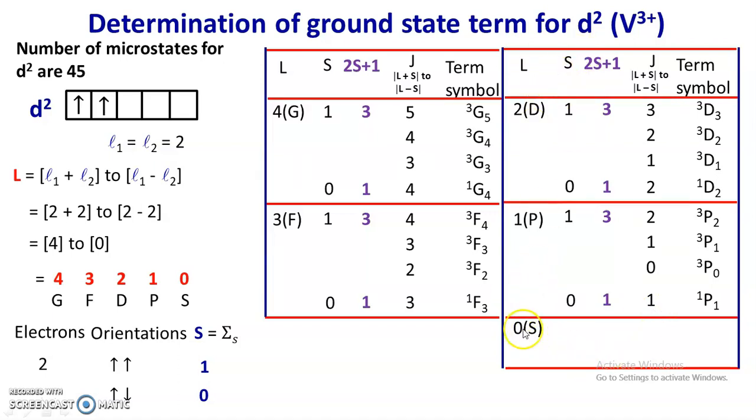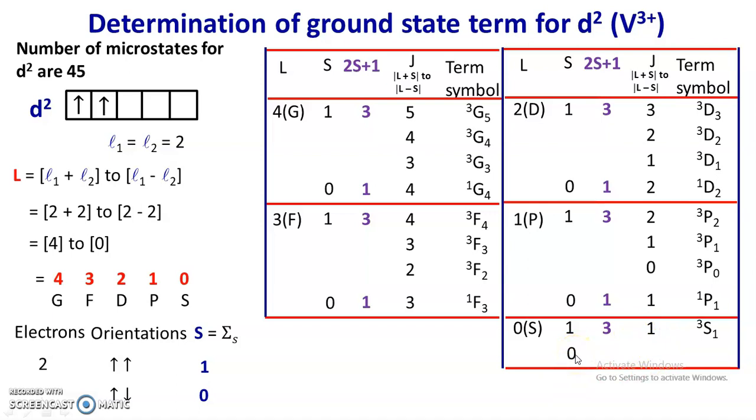Again, L is equal to 0 coupled with 2 S values, 1 and 0. When S is equal to 1, multiplicity will be 3, that is triplet. Now the possible J value when L is equal to 0 and S is equal to 1 is 0 plus 1, that is 1, and 0 minus 1, that will be minus 1. Negative J value is not possible and therefore not allowed, so only one J value is allowed, that is 1. And the corresponding term symbol is ³S₁. This 3 stands for multiplicity, S indicates L is equal to 0, and 1 is the J value.